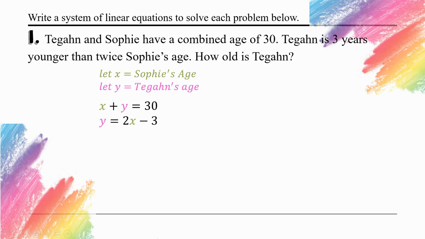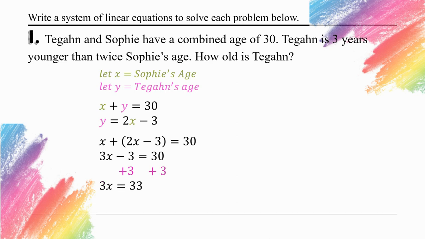Now that we have our system of equations, we can solve it. The bottom equation is solved for y, so the most efficient method would be substitution. If y equals 2x minus 3, I can take the 2x minus 3 and substitute it for y in that first equation. Then I would combine like terms, x plus 2x to give us 3x. And then to isolate the x, I would add 3 to both sides, and then divide both sides by 3. So that gives us x is 11.